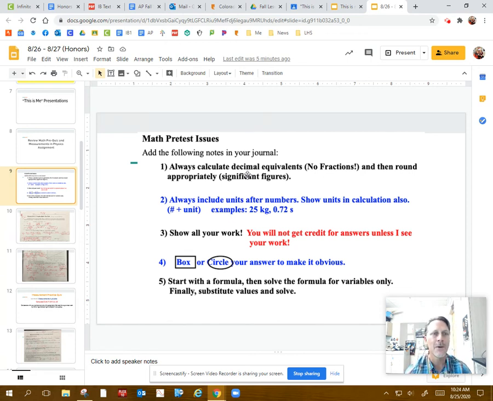And then you want to use a formula when you solve problems. You always want to start by showing me the formula you're using. Show me the algebraic manipulation that got you to the point where you actually solved it. I want to see that whole process.